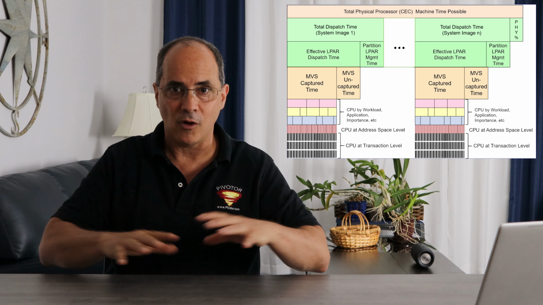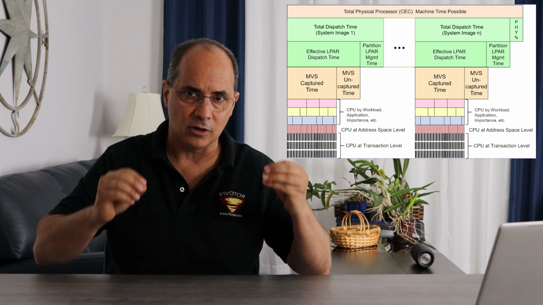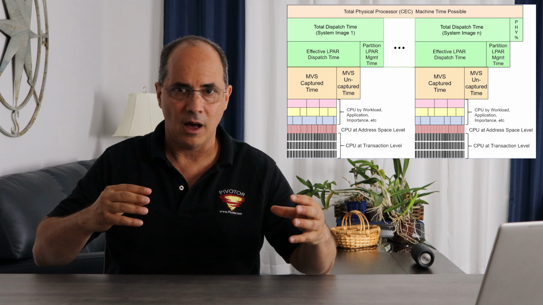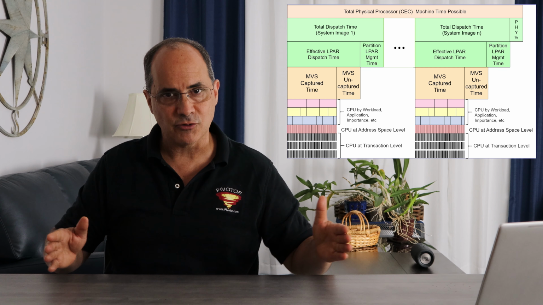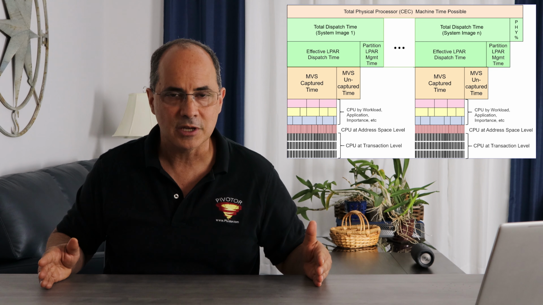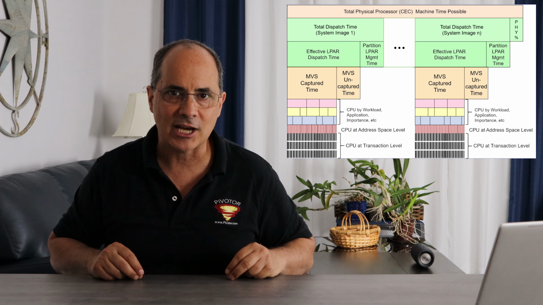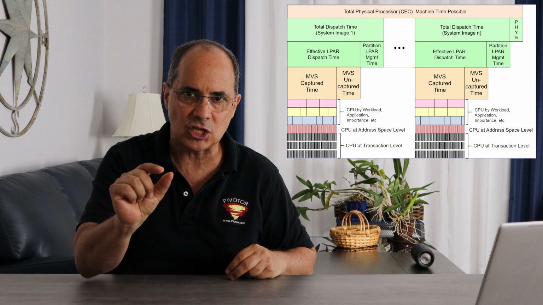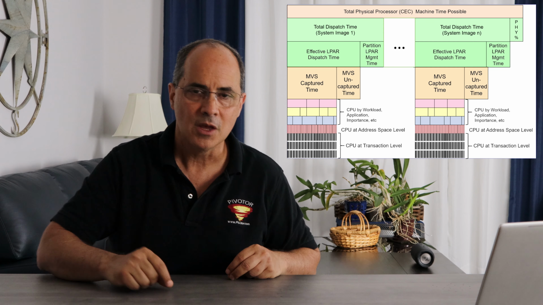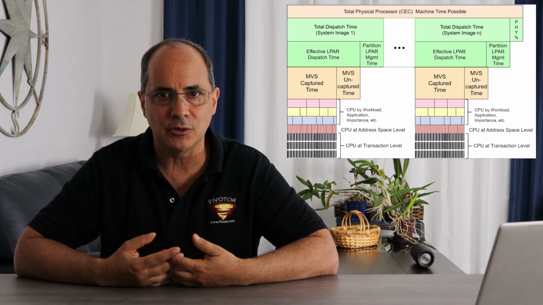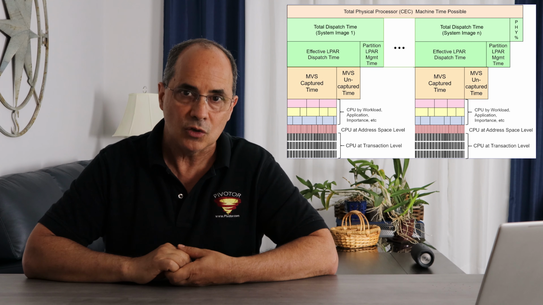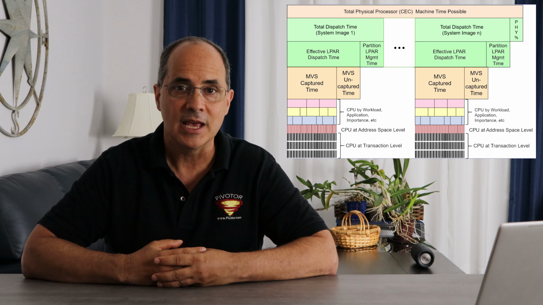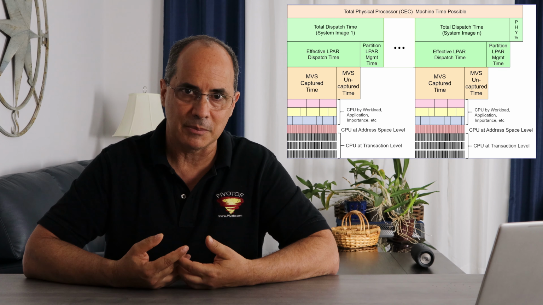Below that, we have all of our different workloads. We can do it at workload level, importance level, application attribution level. Below that, we have our address spaces where the work eventually runs, and below that we have our transactions, which are the individual delineated units of work themselves. So that is the 7 levels of CPU time that you need to master when you want to do a processor analysis in the mainframe computing environment.